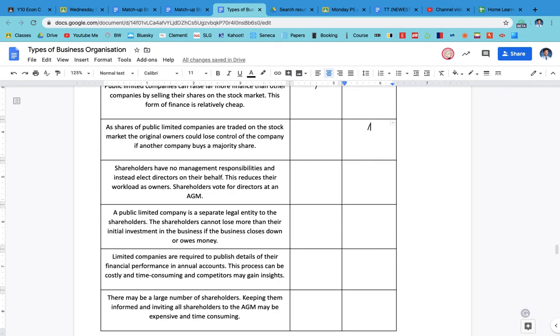Shareholders have no management responsibilities. This reduces their workload. Yeah, that's an advantage. A public limited company is a separate legal identity. Yeah, limited liability. Limited companies are required to publish their details.